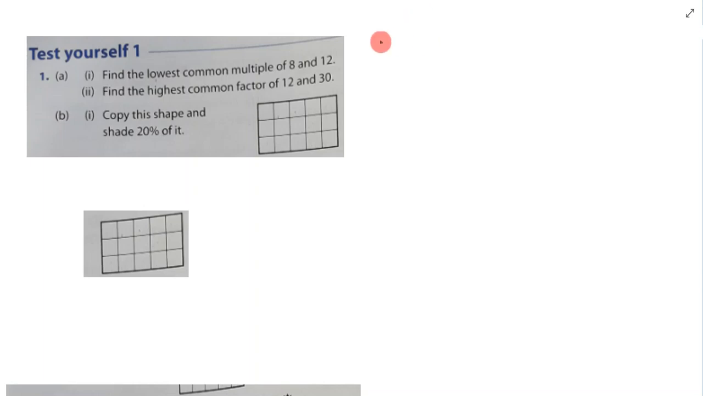Okay, so what we're looking at here is a problem in relation to finding what's called the lowest common multiple and the highest common factor, and then getting the percentage of a number, for example, of a quantity. So the first part is, let's have a read and we'll work through the problem. Find the lowest common multiple of 8 and 12.